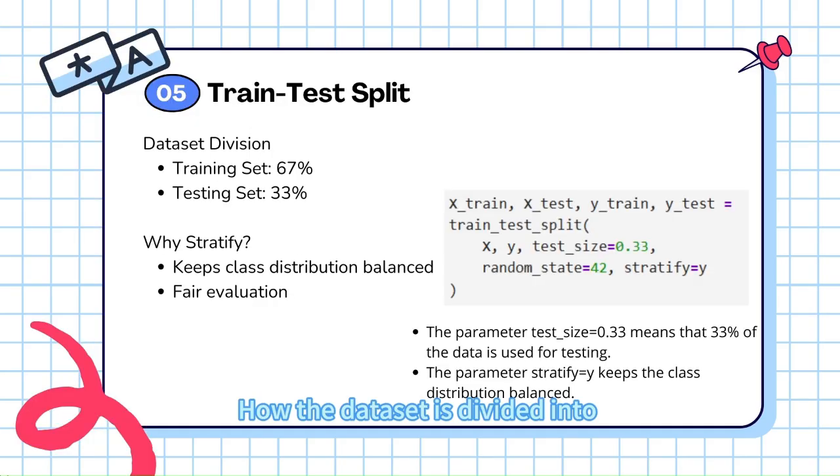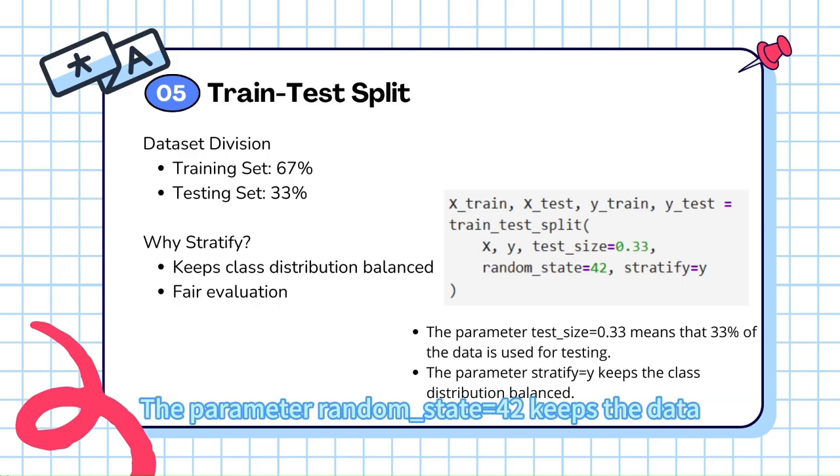Now, how the dataset is divided into a training set and a testing set. The training set is used to train the models. The testing set is used to evaluate how well the models perform on unseen data. In this project, 67% of the data is used for training and 33% is used for testing. The parameter test_size means that 33% of the data is used for testing. The parameter random_state keeps the data split fixed so the result can be repeated.